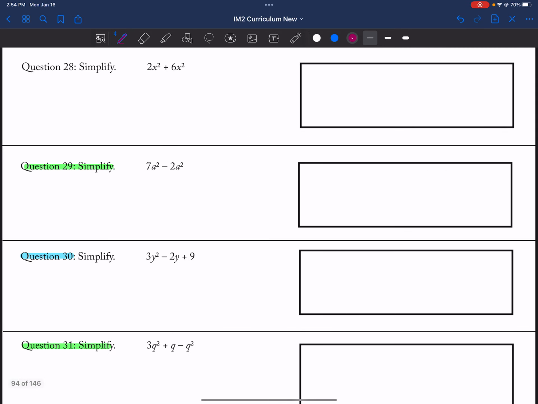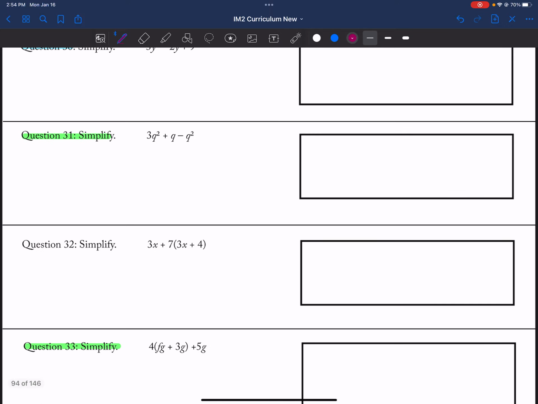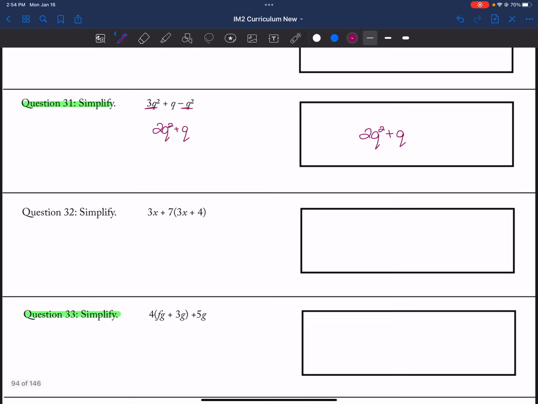Okay. And then 29. So I have 7a squared, and a 2a squared gives me a 5a squared, because I subtract. And then I have a 3q squared minus a q squared gives me a 2q squared plus q. The q squared and the q don't have the same thing, so I cannot combine them together. They have to have the same exponent for me to combine.